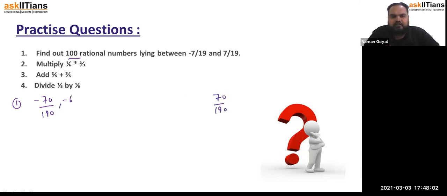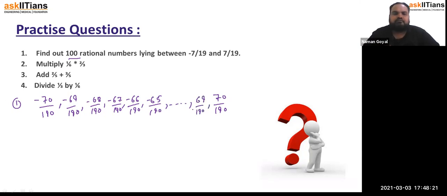So next, minus 69 upon 190, minus 68 upon 190, minus 67 upon 190, minus 66 upon 190, minus 65 upon 190, right? And so on up to 69 upon 190, right? Like this. So this is the answer for the first question.